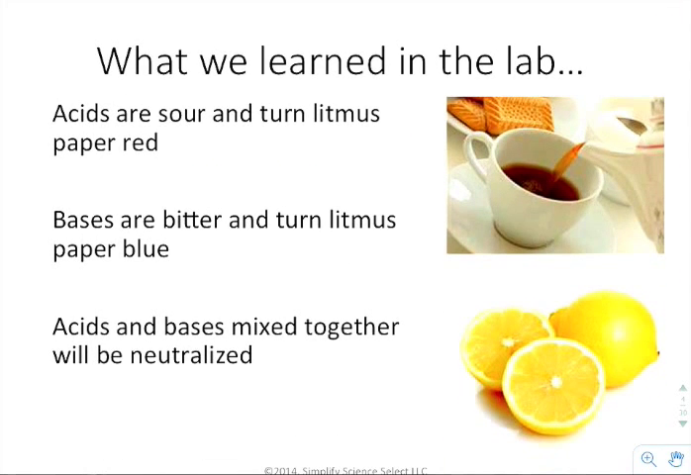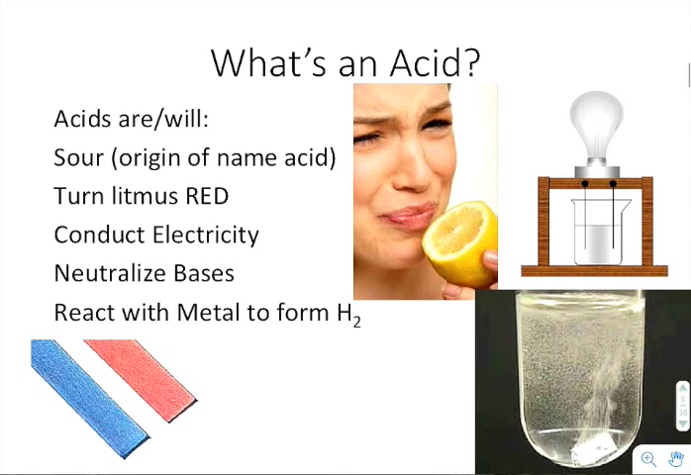Next, we know from the lab that acids are sour and turn litmus paper red. Bases are bitter and turn litmus paper blue, and that acids and bases can mix together in what's called a neutralization reaction. So what's an acid? We know that acids are sour, and that's actually the origin of the name acid, comes from an ancient term for sour. We know that acids will turn litmus paper red, like you can see right here. This would represent an acid.